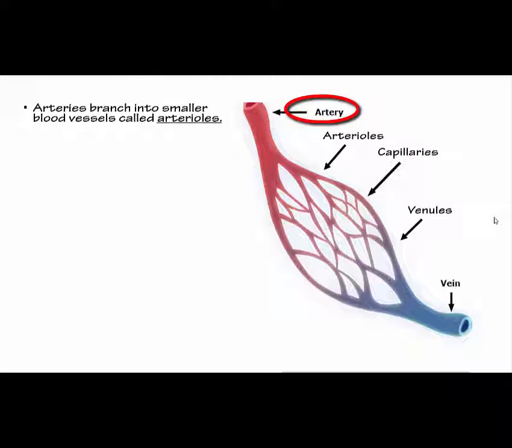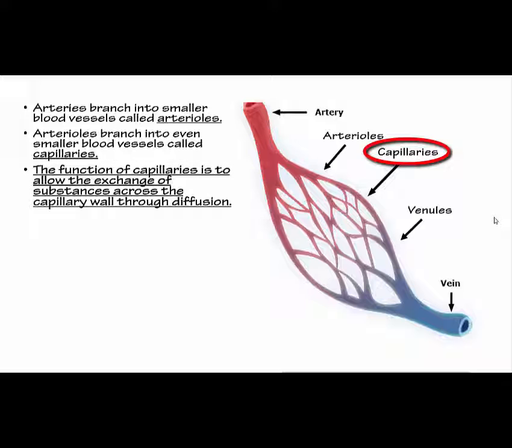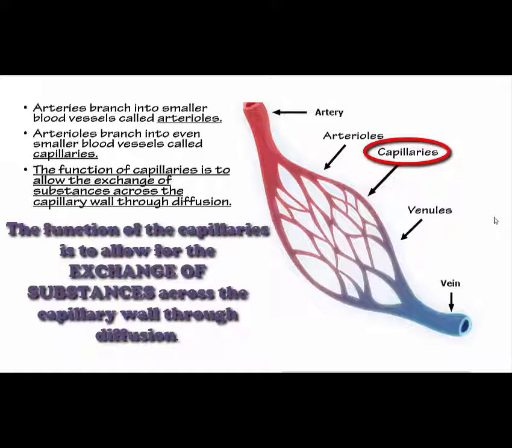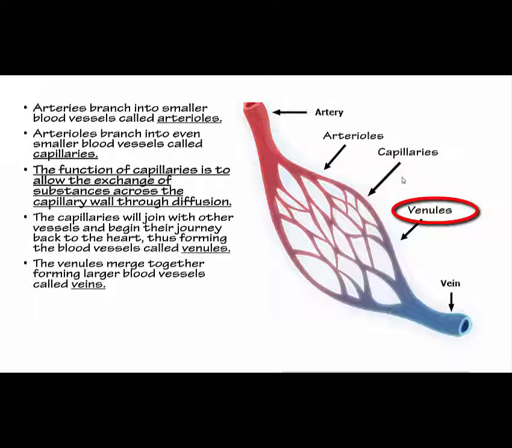Arteries branch into smaller blood vessels called arterioles. Arterioles branch into even smaller blood vessels called capillaries. The function of capillaries is to allow the exchange of substances across the capillary wall through diffusion. The capillaries will join other vessels and begin their journey back to the heart, thus forming the blood vessels called venules. The venules merge together, forming large blood vessels called veins.